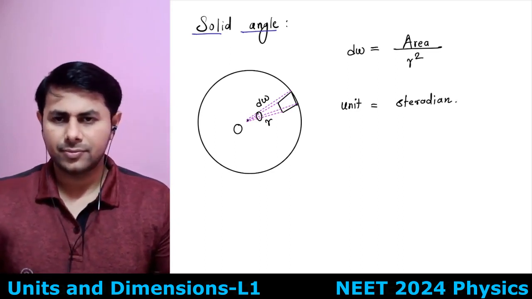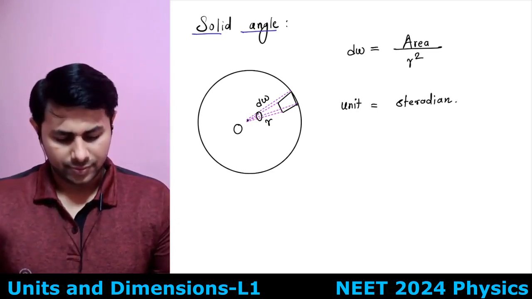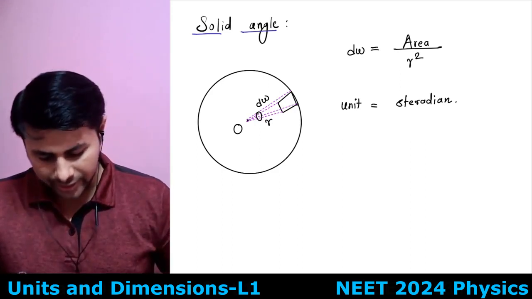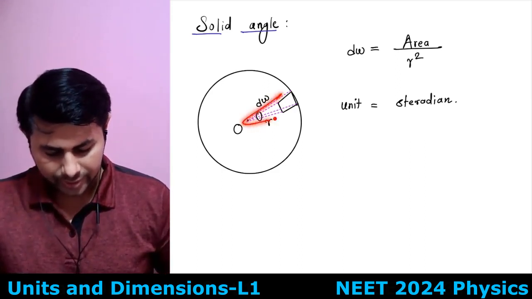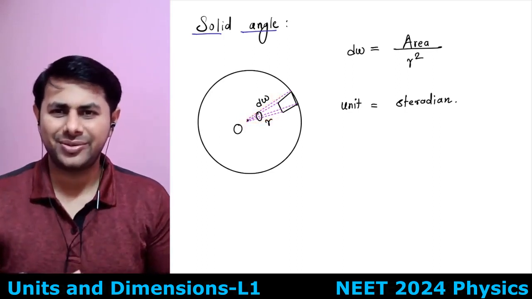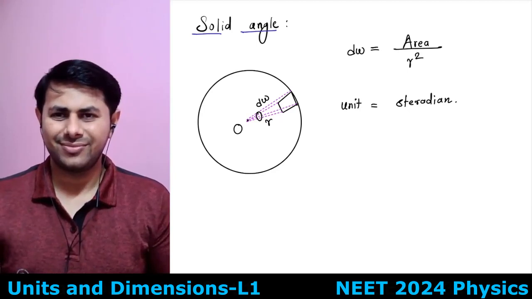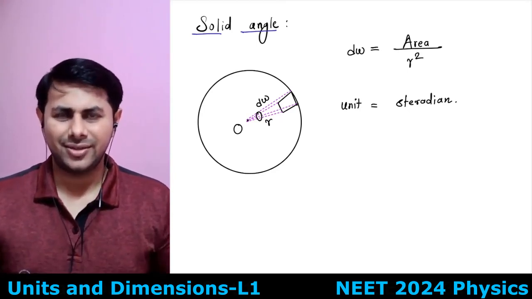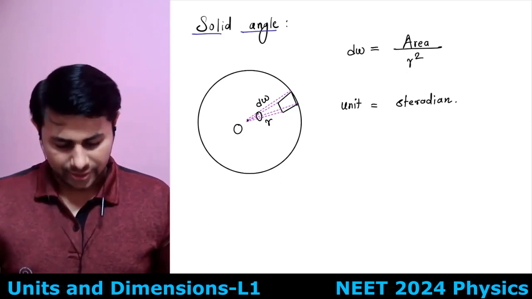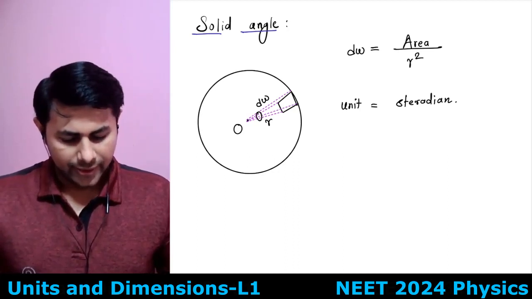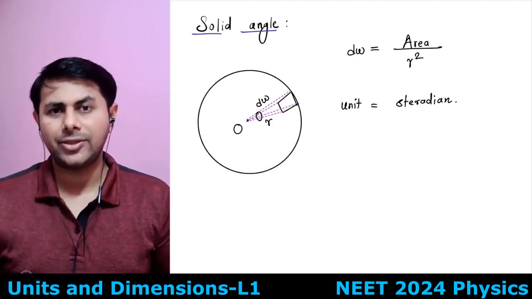Sir, why are we putting that omega? I don't understand why. I'm calling this cone d omega. I have to name it something, no? You can use any letter, it doesn't matter. Then this is how I define solid angle.